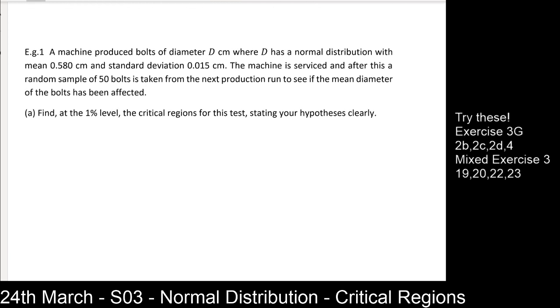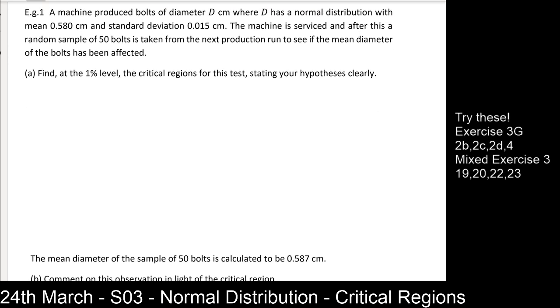So let's get into the examples, and we'll see how we set up a hypothesis test when we're looking at the critical regions. So this is linked into what we were doing yesterday, but it is another way of being able to work it out. And sometimes in the question, it might just ask you to give the critical region, or the question might give you the critical region, and then you have to make a conclusion.